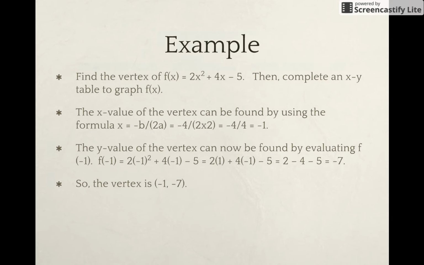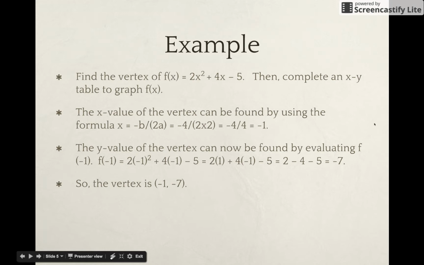Here's an example. We have f(x) = 2x² + 4x - 5. We want to first find the vertex of this function, and then we'll complete an xy table to graph the function f(x). The x value of the vertex can be found by using the formula x = -b/(2a). Identifying b as positive 4 and a as positive 2 yields -4 divided by 2 times 2, which is -4 divided by 4, which is -1.